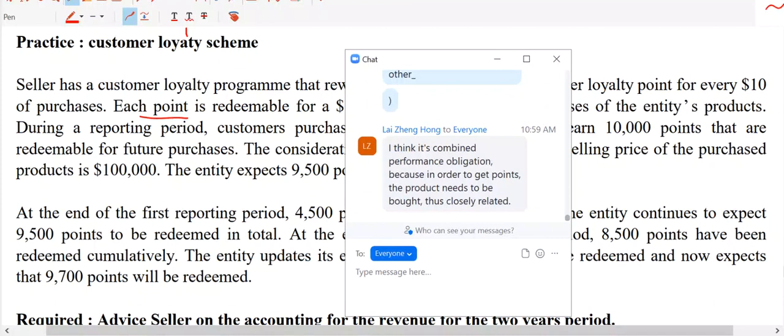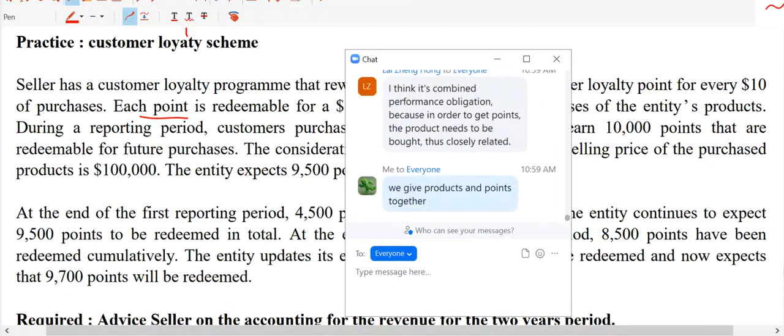Okay, Zheng Hong says, I think it's a combined performance obligation because in order to get points, the product needs to be bought, so closely related. Okay, this is a perfect example where students misunderstand. We give product and points together. Okay, that is right. That is the point that Zheng Hong is making.